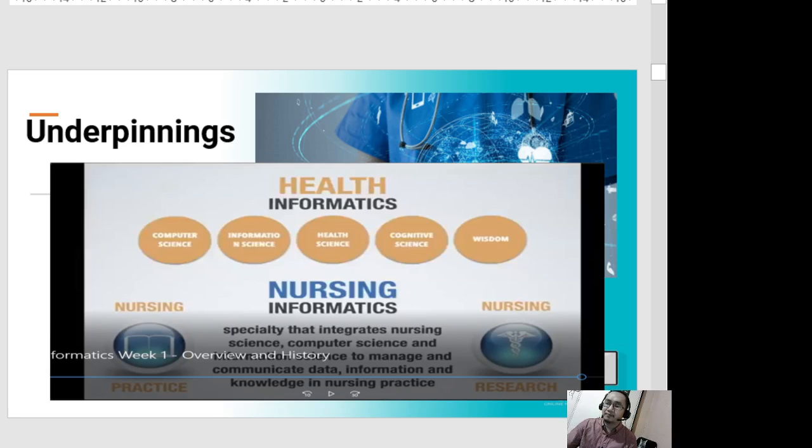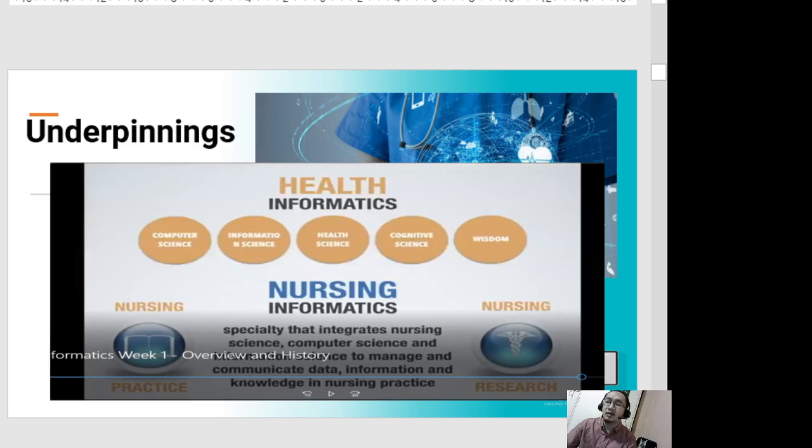On the other hand, we also have health informatics. This is the health science. Health science is the research component, or the knowledge component, the research supporting the knowledge supporting nursing practice. So that is health science. And if you see in other illustrations, these are the 3 underpinnings, the 3 components founding health informatics. But this time, we have additional 2 concepts: the concepts of cognitive science and wisdom.